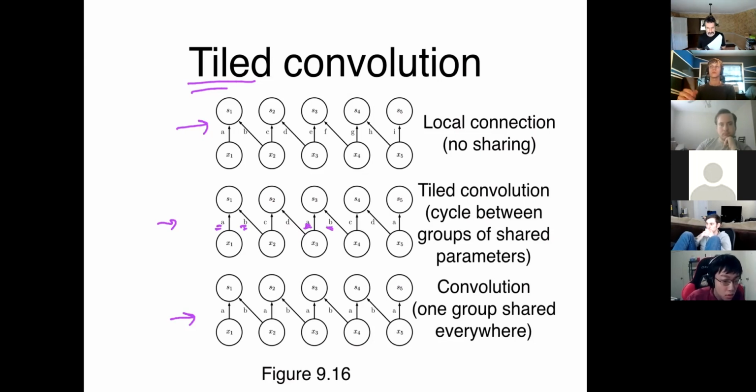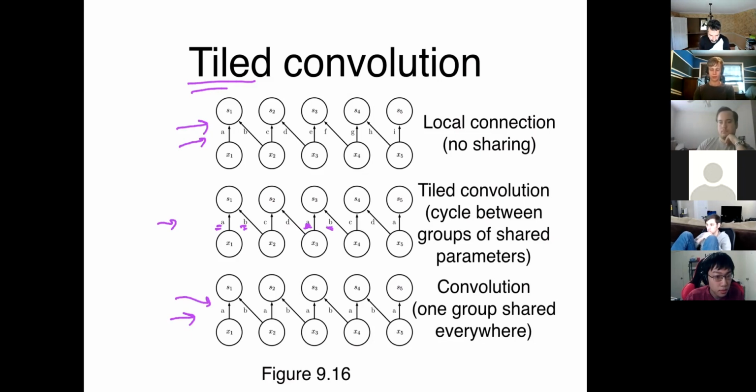And as a result, you obviously need to learn fewer parameters with respect to local connection with no sharing, but more parameters with respect to the traditional convolution that we have. And there are some properties you can think about, for why sometimes you want to have that.